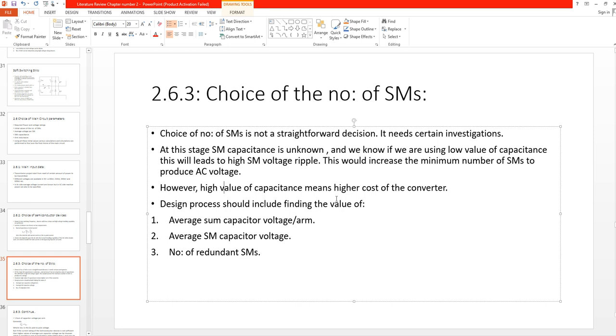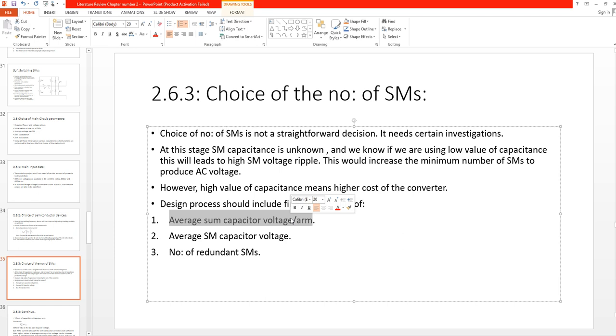So the higher value of the capacitance means the higher cost. Now there is basically a trade-off. If the value of the capacitance is too low, we are definitely going to get a high voltage ripple, but if the capacitance is very high, the cost of the converter will be very high. So there is a trade-off between the voltage ripple and the cost of the converter. So a value is selected in a way that the cost is minimum as well as the voltage ripple is reduced. So the design process includes finding the value of the average submodule capacitor voltage per arm.